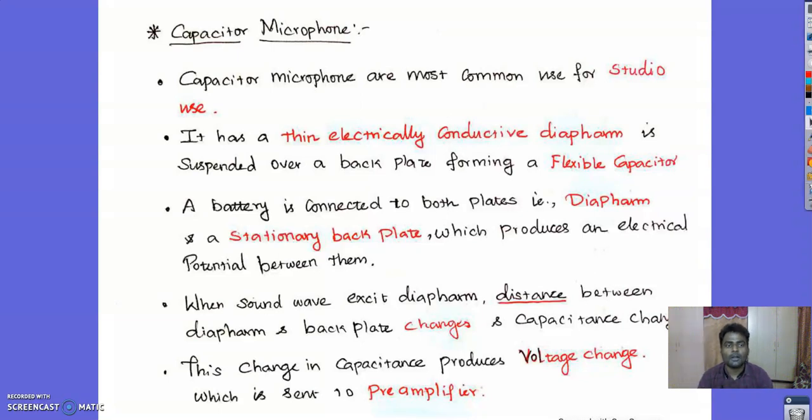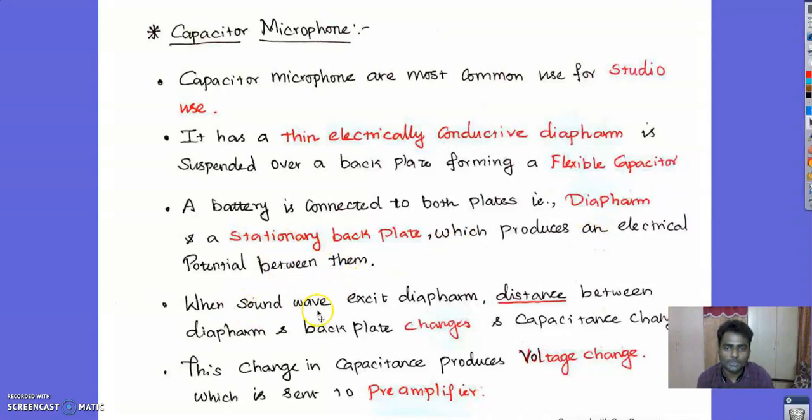There are two things present in the capacitive microphone. One is the conductive diaphragm, suspended over the back plate, forming a flexible capacitor. That is, there will be a movable plate. Generally, the capacitive transducer has a movable plate and a fixed plate. Here, the fixed plate is the back plate, and the movable plate is the diaphragm. Both the diaphragm and the back plate are connected to a battery, which produces the electrical potential between them.